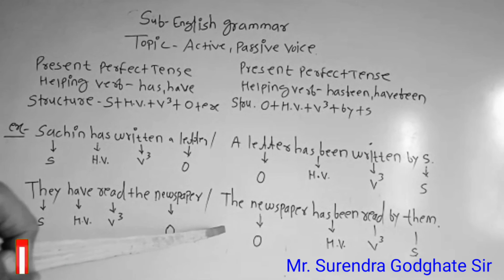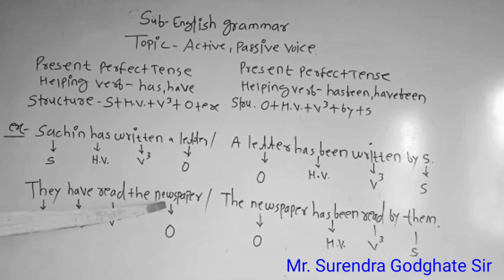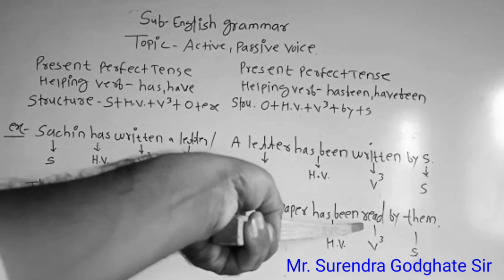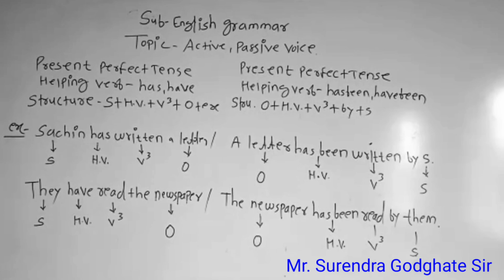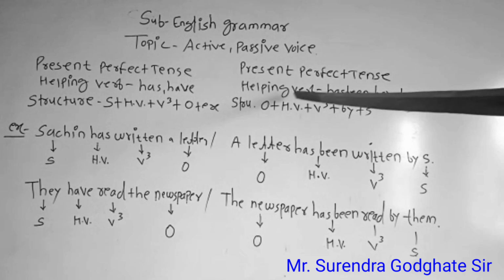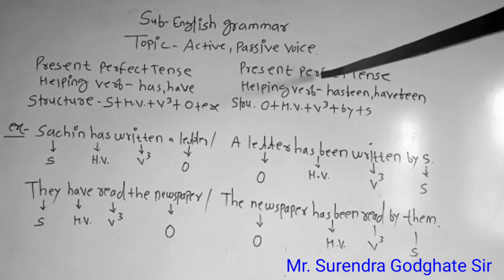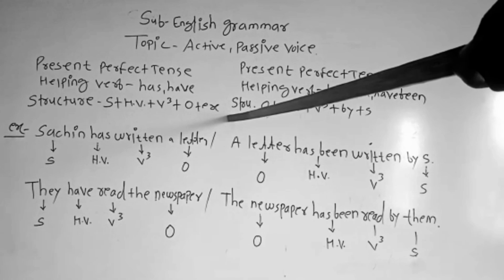In this tense we have also written the newspaper, the object of this sentence in the active voice. Newspaper is singular, therefore we have applied has been. Then v3 read, then by plus last them. So students, according to this structure we have written two sentences. I hope you have understood this topic, and we will take the remaining portion of this topic in the next topic.